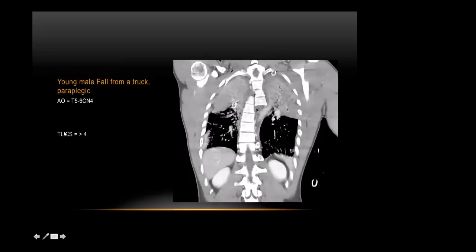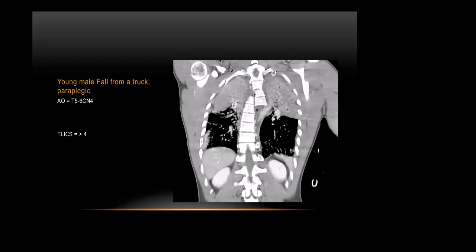What do you see in this one? This is very easy. A young male fell from a truck and is paraplegic. It's again a translational injury at D5 and D6 with complete neurological deficits. So what will you do? Will you operate or not? TLICS is greater than 4, so operate.